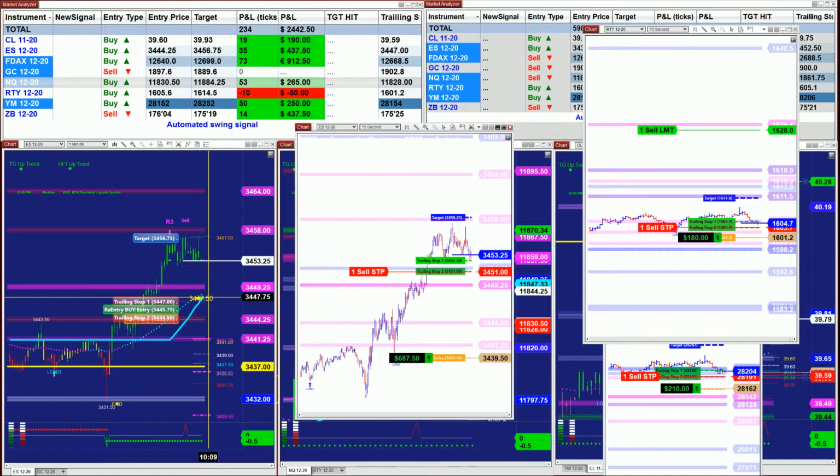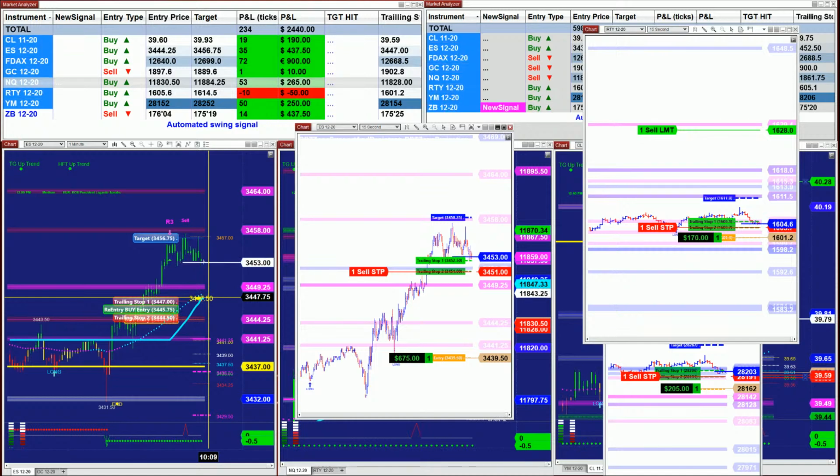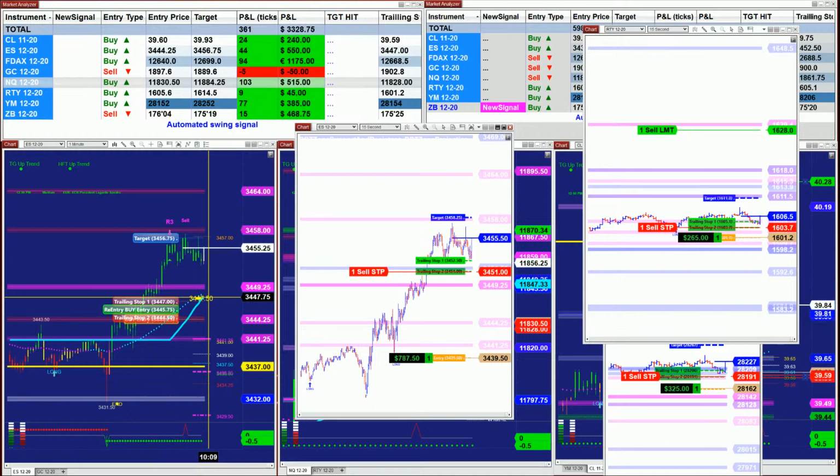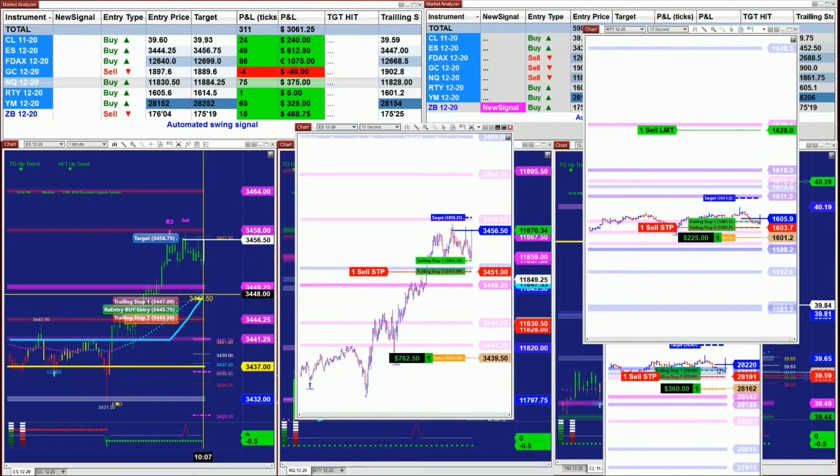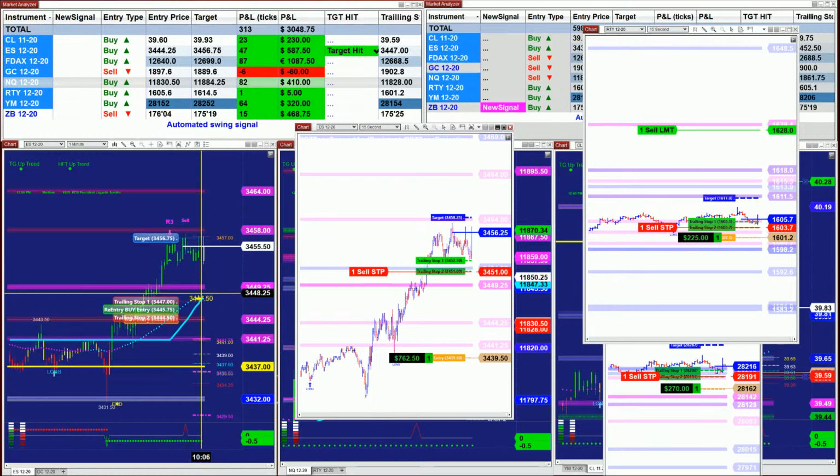That is an indication that the market, most likely, if there's any pullback on the ES, we're going to be somewhere around that area here. And it is very important to understand where the pullback on the ES is.